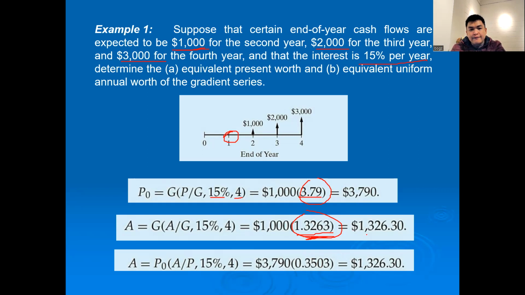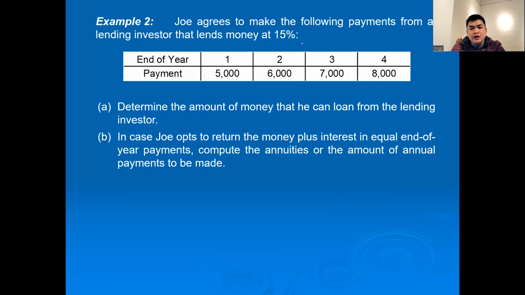Okay? Ganun lang kadali. Now, let's look at another example. Suppose Joe agrees to make the following payments from a lending investor that lends money at 15%. Same illustration, pero dito kailangan natin mag-isip. Meron tayo at year 1. Does it matter? Will it matter? Yun ang tanong. Determine the amount of money that he can loan.